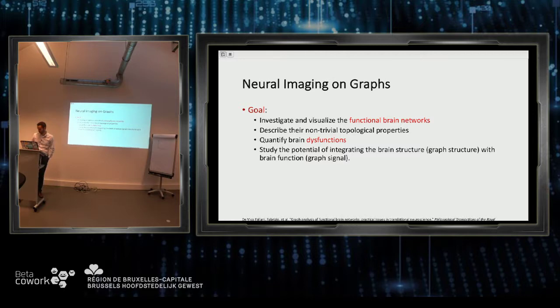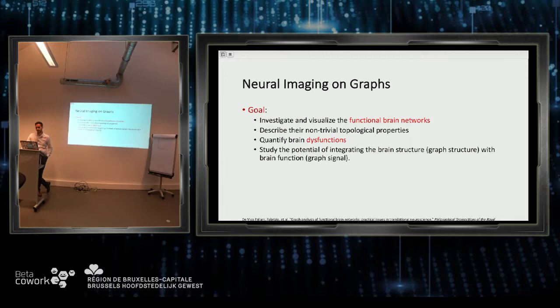Another application has to do with neural imaging on graphs. And what is neural imaging on graphs? It is when you try to investigate and visualize the functional brain networks. So basically, machine learning and data analytics can be used in order to analyze the brain signals.